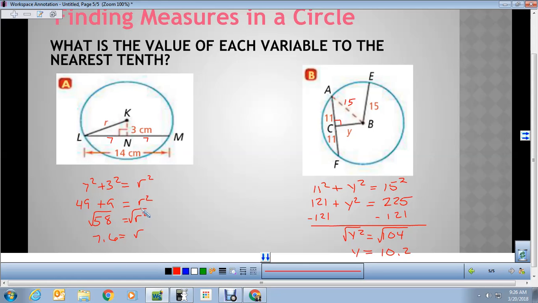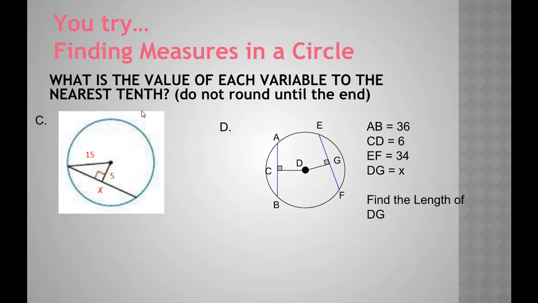So let's try the next two, part C and D. Now in part D, you'll have to draw it on your paper because it was not in the packet. So both of these, we're going to round to the nearest tenth. And so in part D, we're given the information of AB equals 36, CD is equal to 6, EF is 34, and DG is x. Find the length of DG. So we're looking to solve for x. So pause the video, work on both C and D, and when you're finished, come back and see how you did.